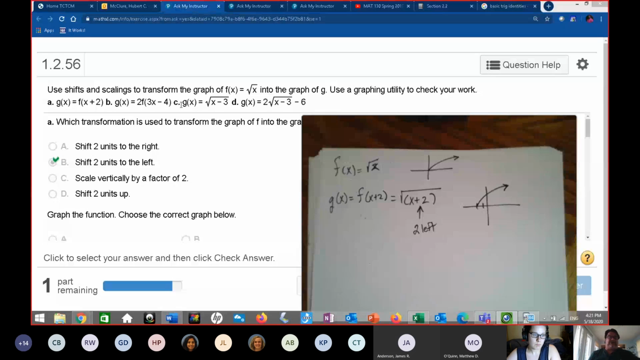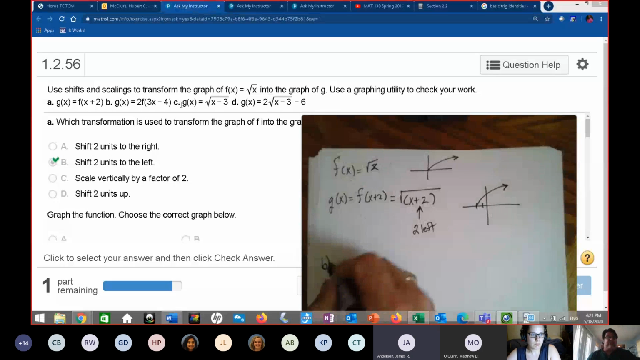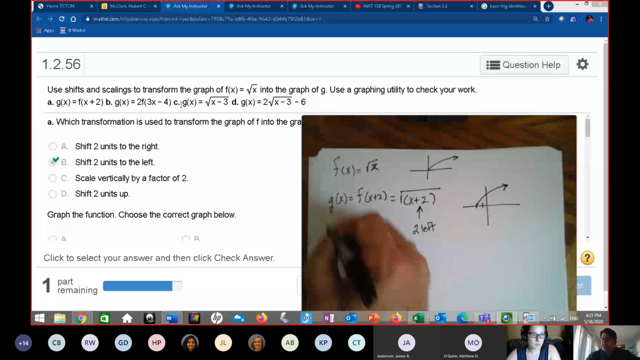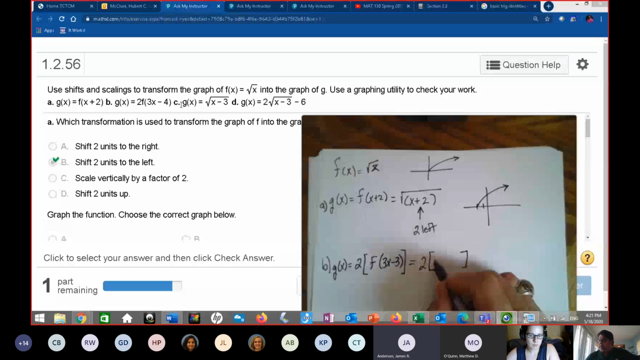Now it says g of x. Okay, now I see where your question is. B says, g of x is equal to 2 times f of 3x minus 4. So now I'm going to rewrite f with a big set of parentheses, and I'm going to plug in 3x minus 4.